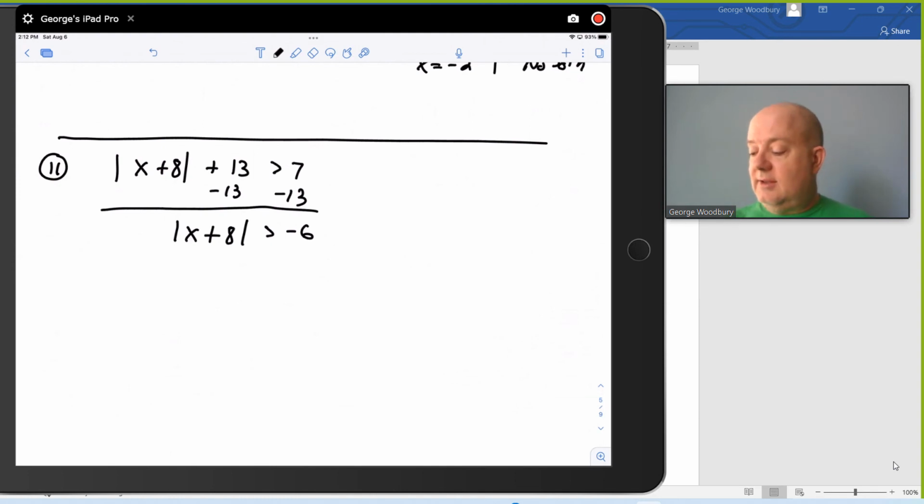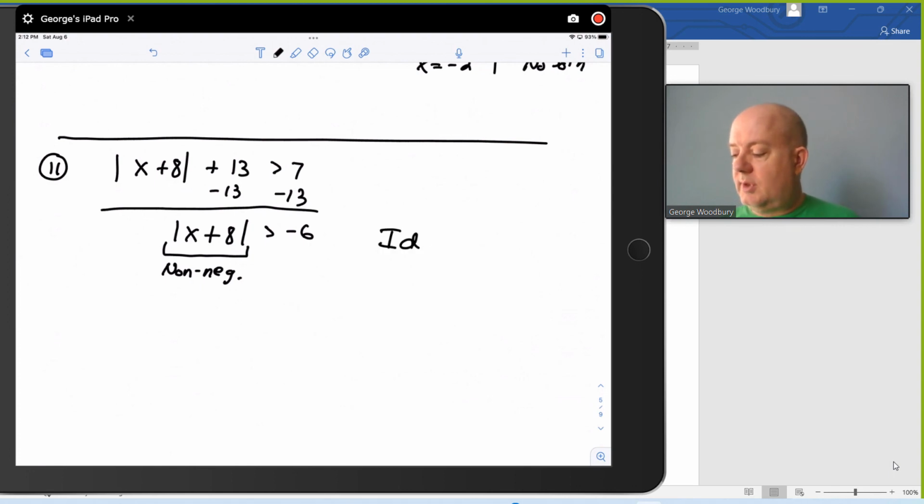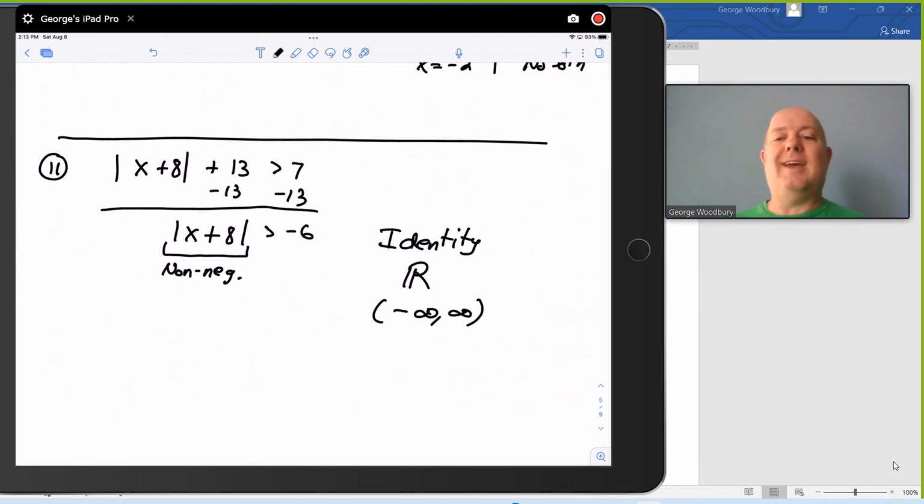And again, this absolute value is non-negative, or again, it's 0 or positive. A non-negative number greater than a negative number, that's true all the time. That's an identity. And so this would be the set of all real numbers. On a number line, you would shade the whole line, including the arrows. And in interval notation, it would be like that, negative infinity, comma, infinity, all in parentheses.